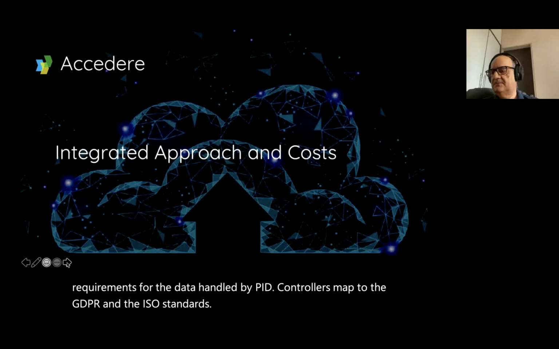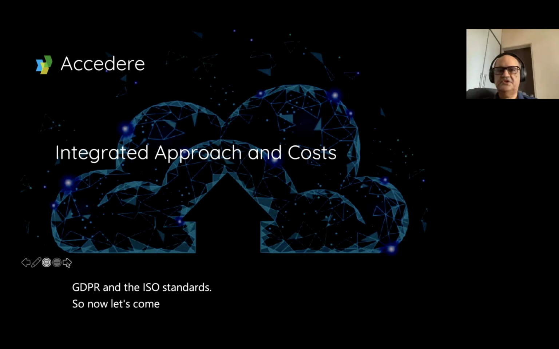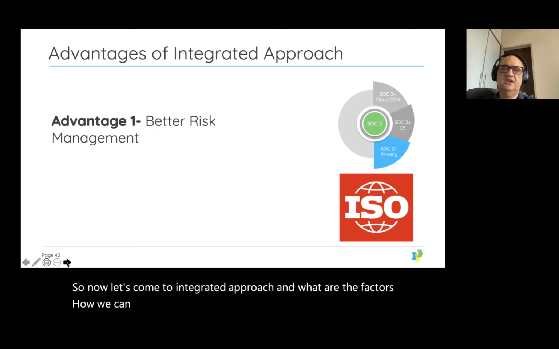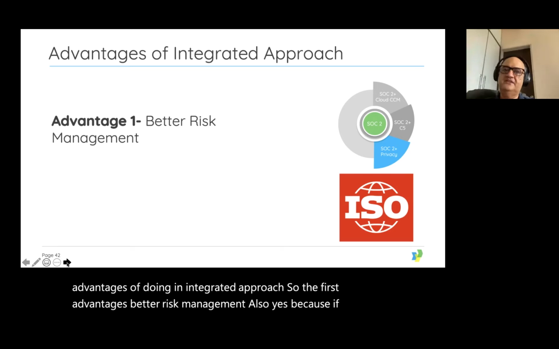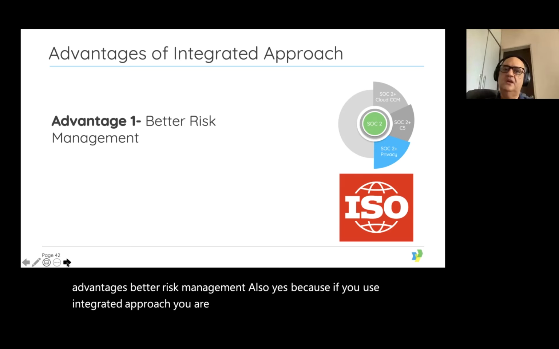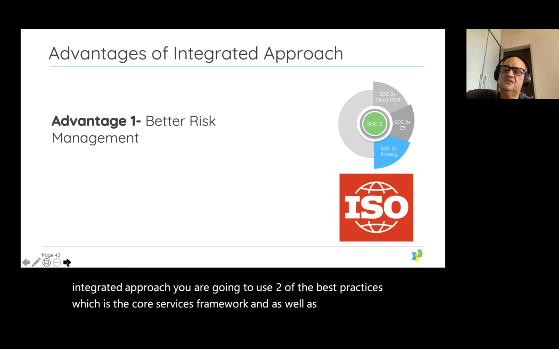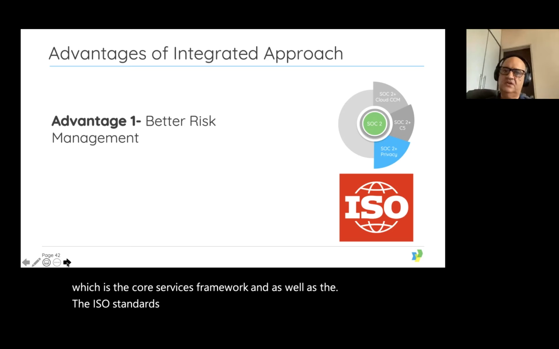So now let's come to the integrated approach: what are the factors, how we can do an integrated approach, and what are the advantages of doing it. The first advantage is better risk management. How so? Because if you use an integrated approach, you're going to use two of the best practices, which is the COSO risk framework as well as the ISO standards of continuous improvement, or whatever standard they call it now.